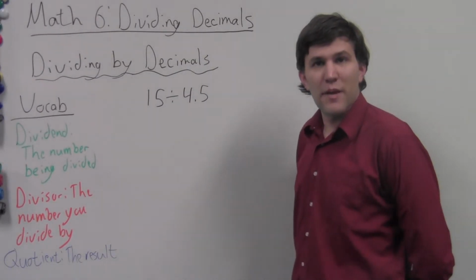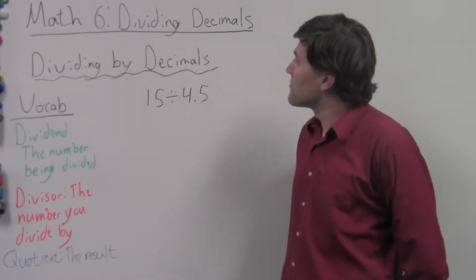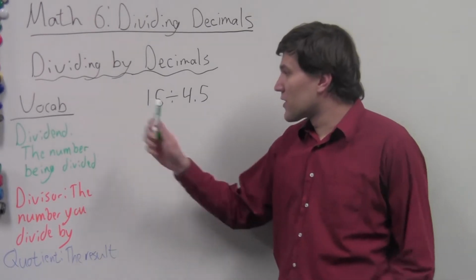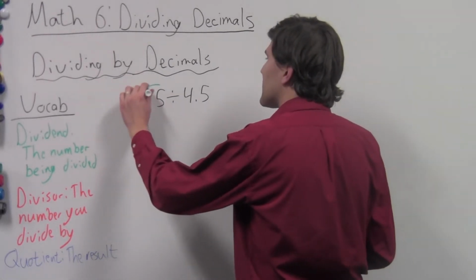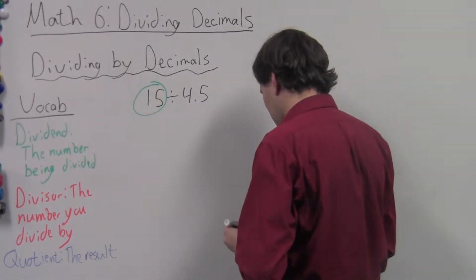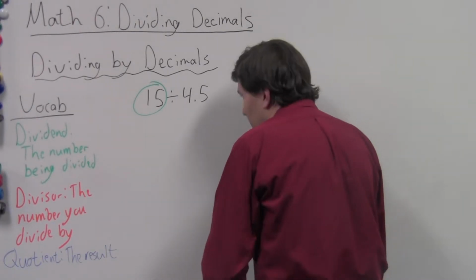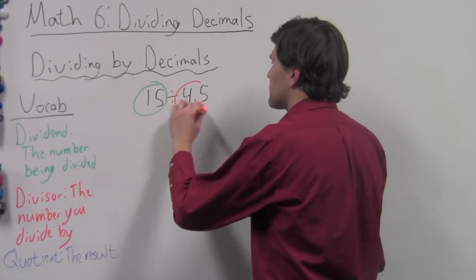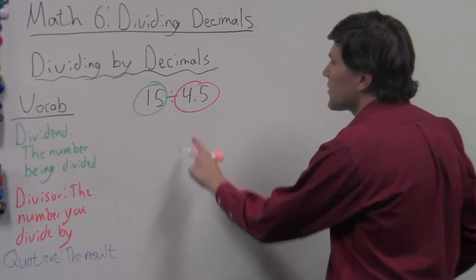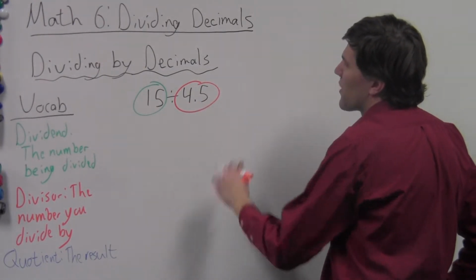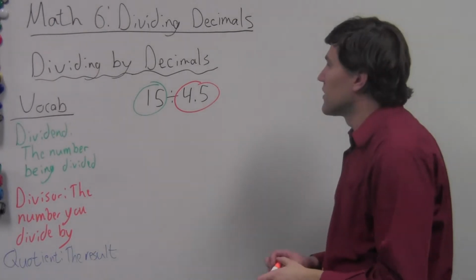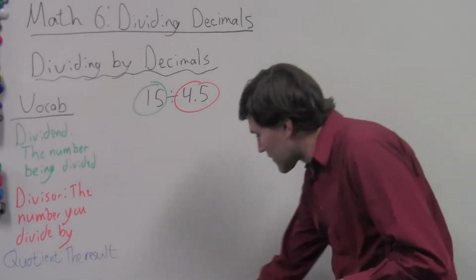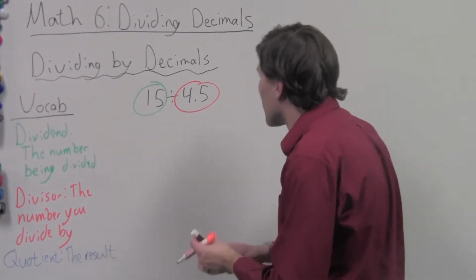So for our second example, we're going to be dividing 15 by 4.5. I'm going to circle our dividend again. Our dividend in this case is 15. And our divisor in this case is 4.5. Notice now that we have a decimal point in our divisor. This is something that doesn't fit well with the long division that we have done before.